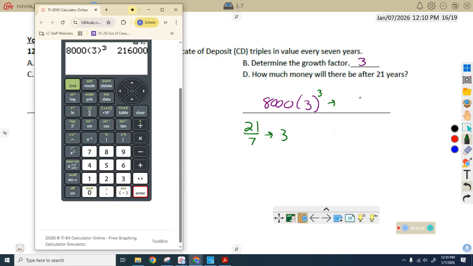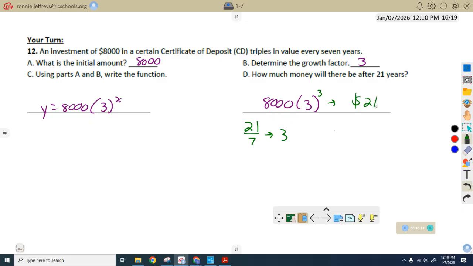All right, so now here's the bad thing. Think about it. You put in $8,000. After 21 years, you only get $216,000. No, that is horrible. There are other money market accounts where you could have this much money after less than 3 years.